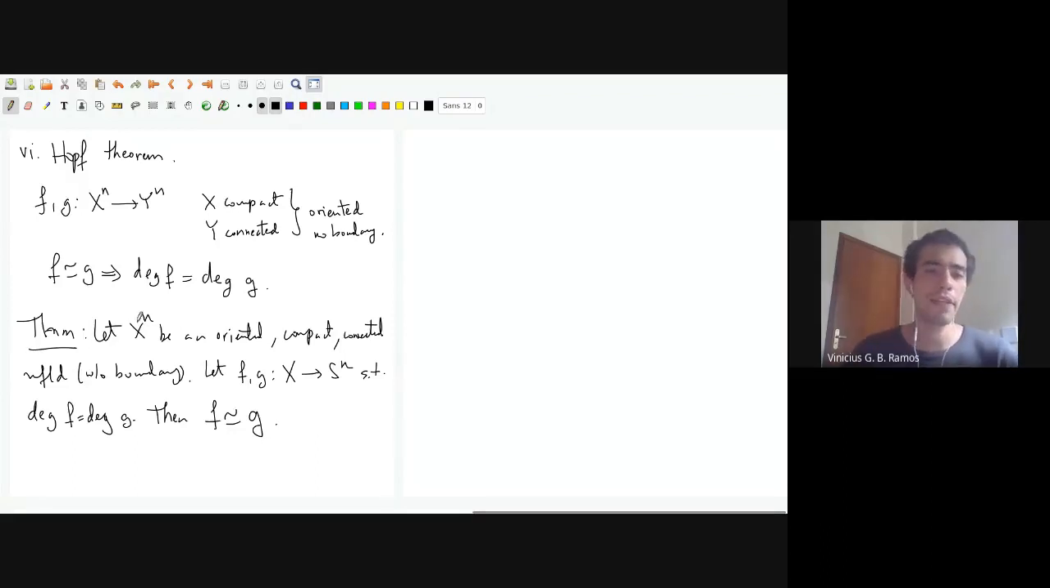Okay. So we actually have an if and only if. So f is homotopic to g if and only if the degree of f is equal to the degree of g. So the degree is the only invariant to classify maps from X to S^n up to homotopy. Okay, any questions about the statement? No? Okay, so now let's prove this.